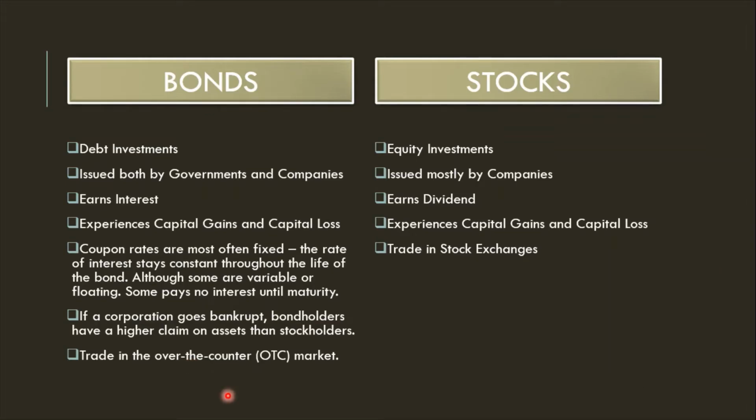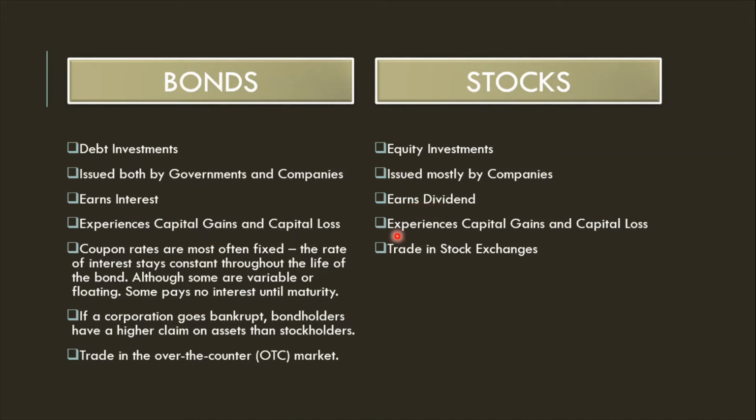Now, here are the basic differences between a bond and a stock investment. So, a bond investment is a debt investment while a stock investment is an equity investment. So, debt is purely a loan, but when you say equity, there is a purpose of control and ownership. So, if you are a bondholder, you have no rights, no voting rights in the company. You are only extending debt. You are only considered a creditor. Okay? Bonds are issued both by governments and companies, while stocks are issued mostly by companies. So in bonds, you earn interest income, while in stocks, you earn dividends.